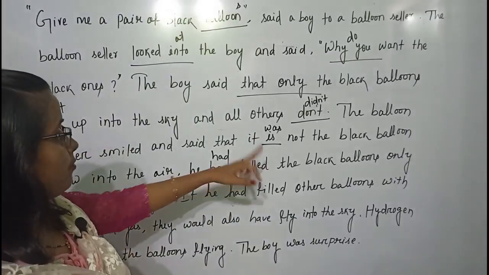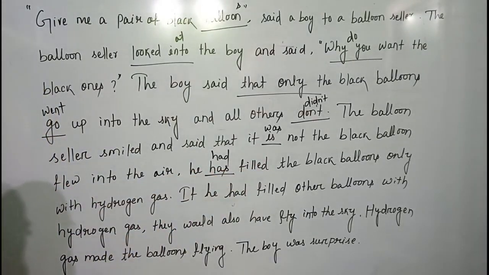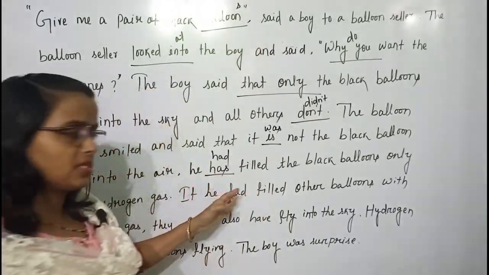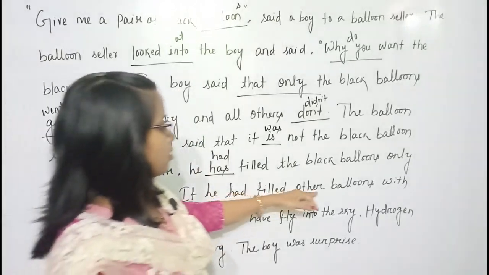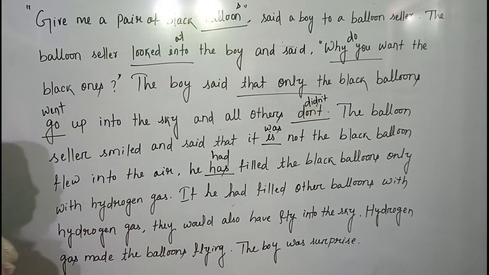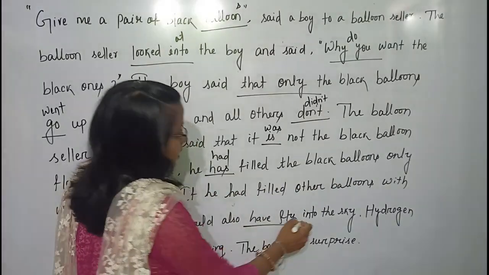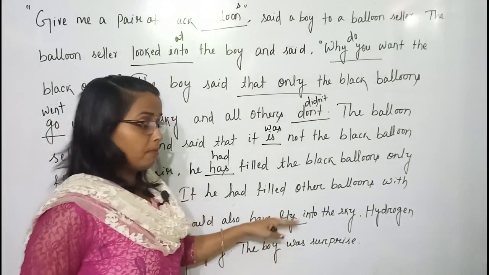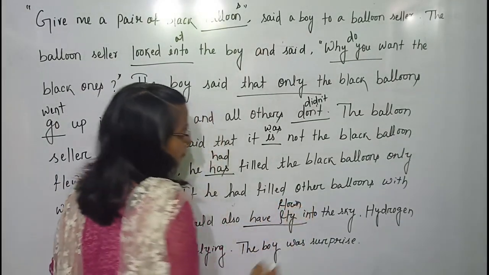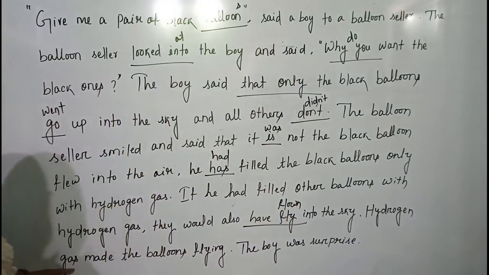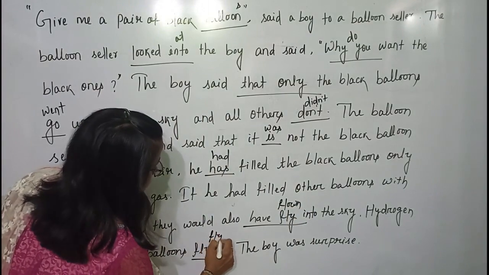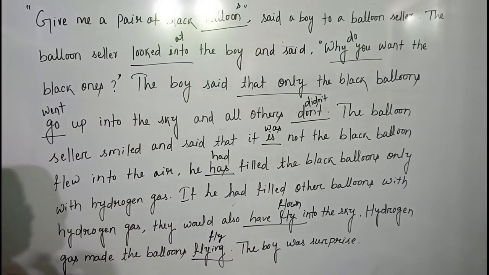Into the air, he had filled the black balloons only with hydrogen gas. If he had filled, hypothetical condition, conditional clause came, and this is correct. If he had filled other balloons with hydrogen gas, they would also have fly. This one will take the V3 form, not V1: also have flown into the sky. Hydrogen gas made the balloons flying. Made the balloons fly.